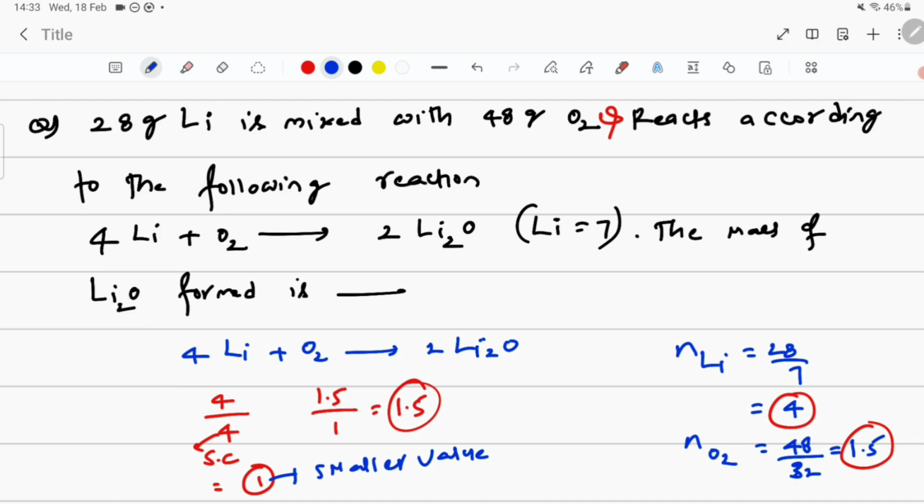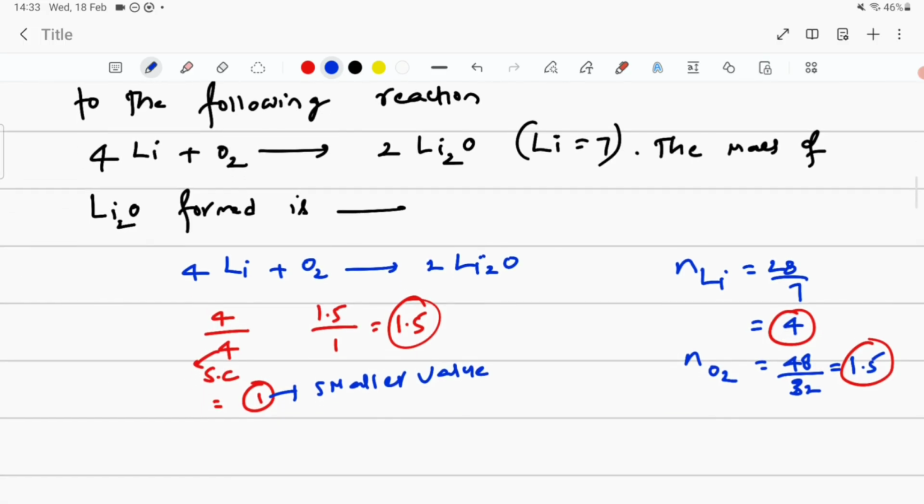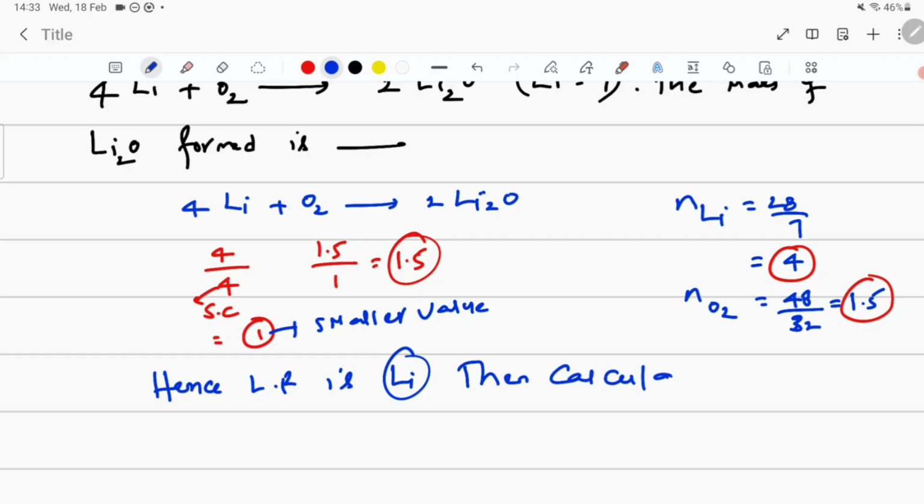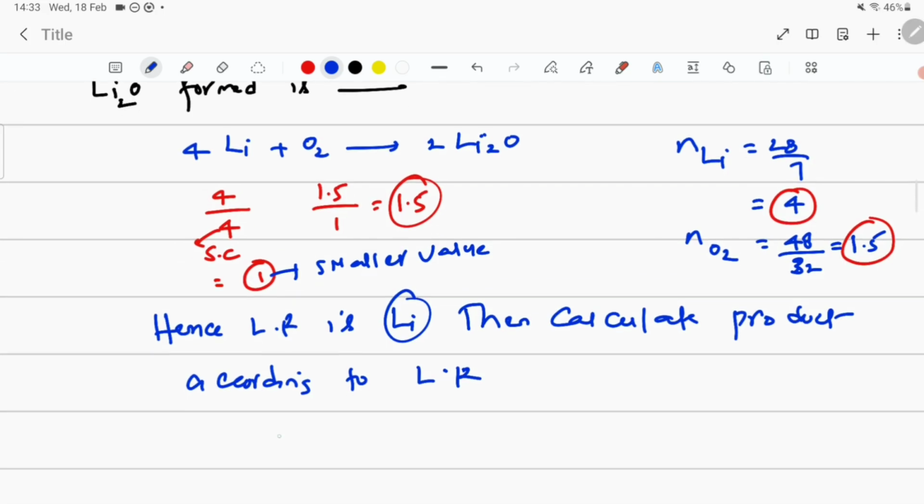Here it is the smaller value. We are getting 1 here. So once you know the limiting reagent is Li, then calculate the product according to the limiting reagent. So how to calculate?